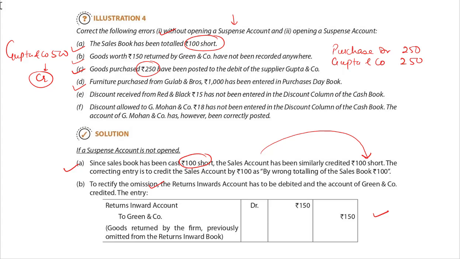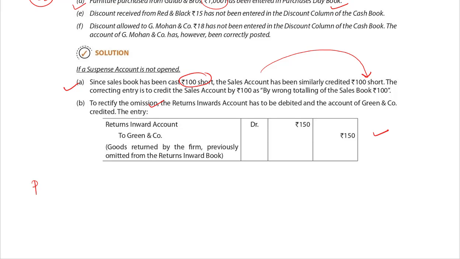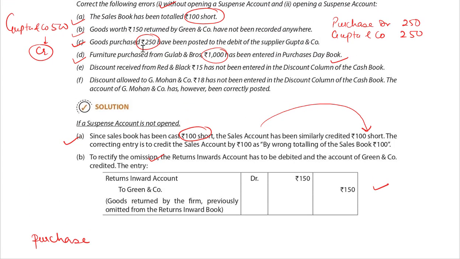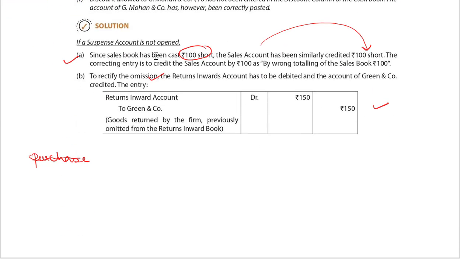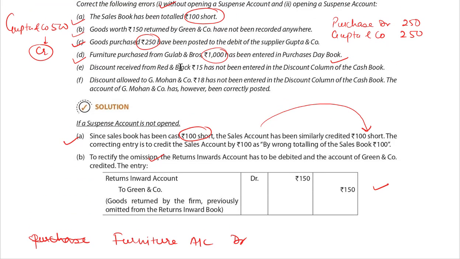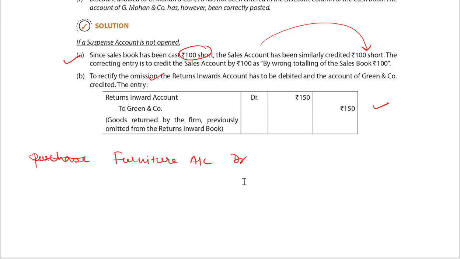Furniture purchased from Gulab Brothers 1000 has been entered in the purchase day book. We have purchased furniture from Gulab Brothers, so purchase should be debited in that case. What we have purchased? Furniture purchased. Okay, so purchase should not be debited. Furniture should be debited. Over here, students, just see that we have purchased furniture. So furniture should be debited. But we had entered it in the purchase day book. So by mistake we have entered it into the purchase day book.